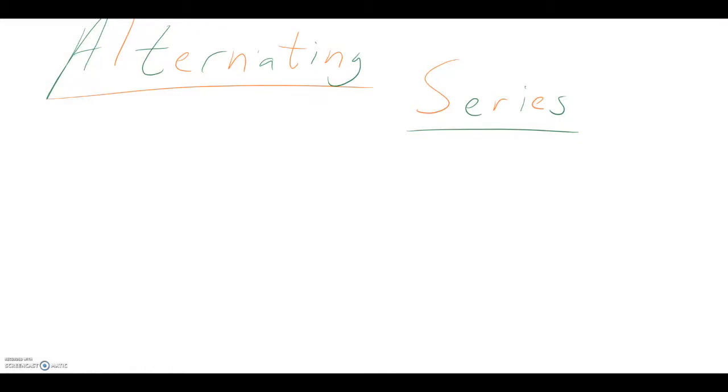In this video, we're going to take a look at alternating series and the alternating series convergence test. So first, recall that the infinite series 1 over n is the divergent harmonic series.